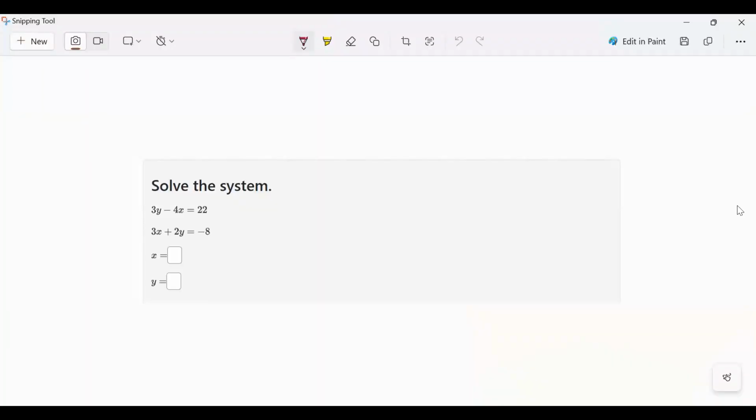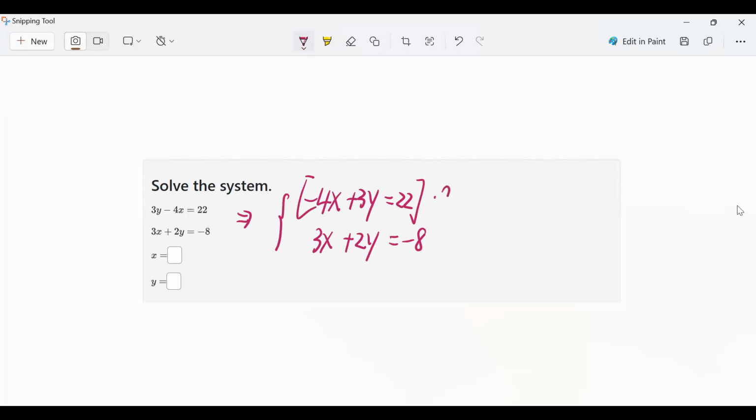Now let's think about this. Let's rewrite the equations. We get -4x plus 3y equals 22, and the other one is 3x plus 2y equals 2. Now, in order to use the substitution or elimination method, we probably want to turn both of them into the same variable term, in terms of y. So in the first equation, I will multiply by 2, and the second equation, I will multiply by 3.